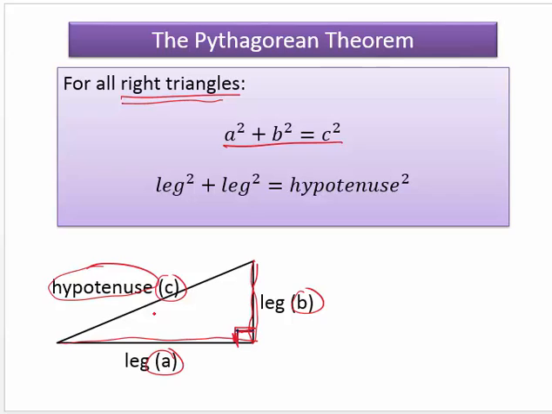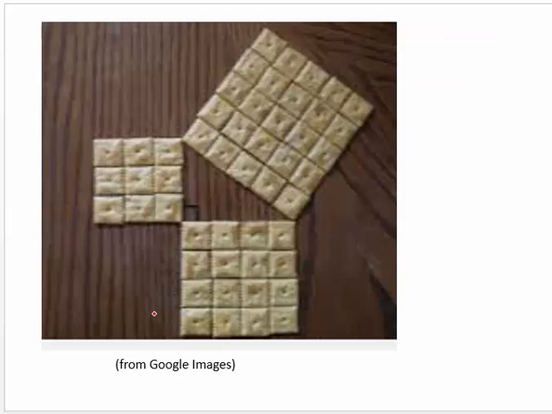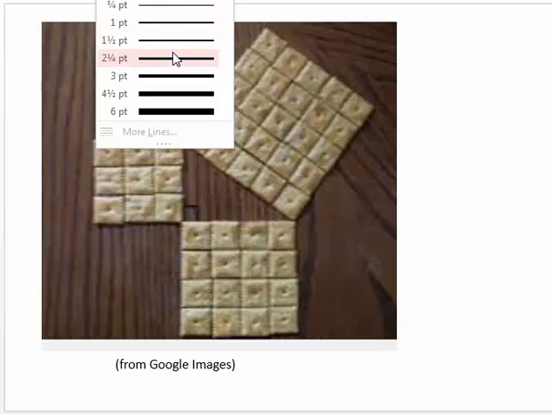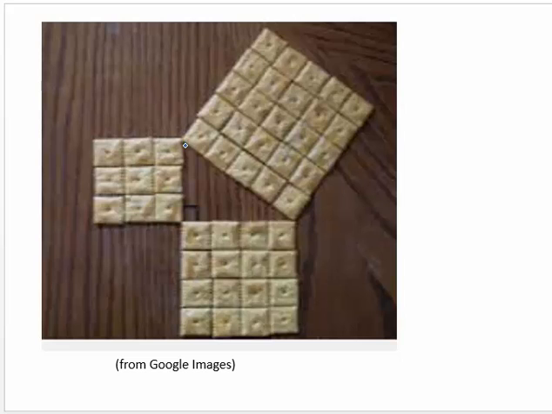Here's a visualization of the Pythagorean theorem with crackers. I don't take credit for this, I found it on Google Images. You see this right triangle here. This side of the triangle is 3, and 3 squared is 9. This leg of the triangle is 4, and 4 squared is 16. Supposedly a leg squared plus a leg squared should equal the hypotenuse squared. When we draw a square off that hypotenuse, you'll see there are 25 crackers there, and 9 plus 16 is 25. So the leg squared plus the leg squared is the hypotenuse squared.